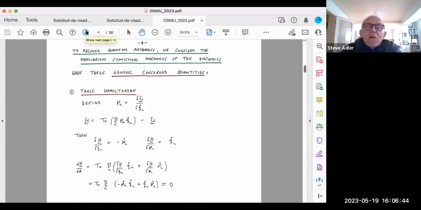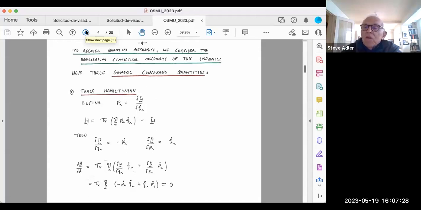Then a straight analog of the derivation of Hamilton's equations in classical mechanics shows that ∂Tr 𝐇/∂Q_r is minus P dot_r, and ∂Tr 𝐇/∂P_r is Q dot_r. And from that, d(Tr 𝐇)/dt is the trace of, by the definition, ∂𝐇/∂Q_r Q dot_r plus ∂𝐇/∂P_r P dot_r. And then when you substitute these definitions for ∂𝐇/∂Q_r and ∂𝐇/∂P_r, you get minus P dot_r Q dot_r plus Q dot_r P dot_r. And since it's trace class, you can cyclically permute inside the trace and you get zero.